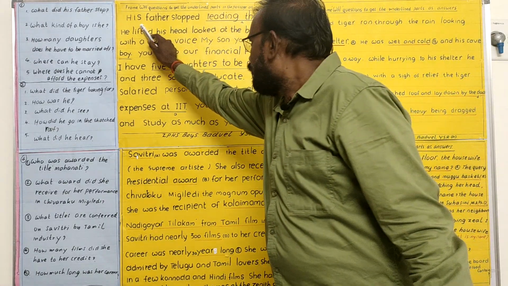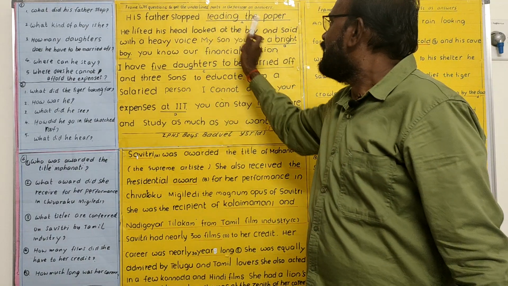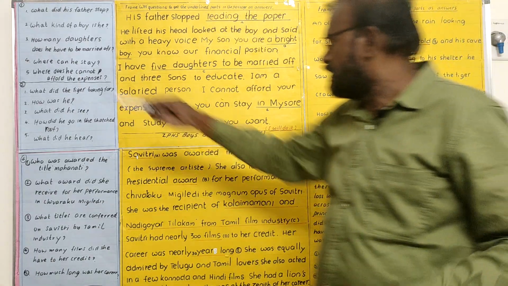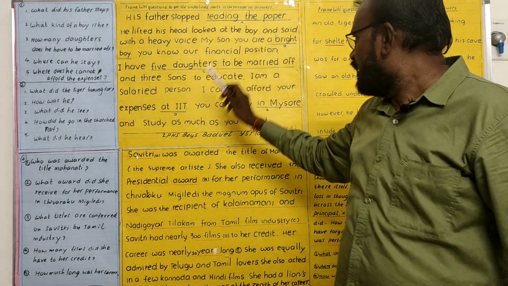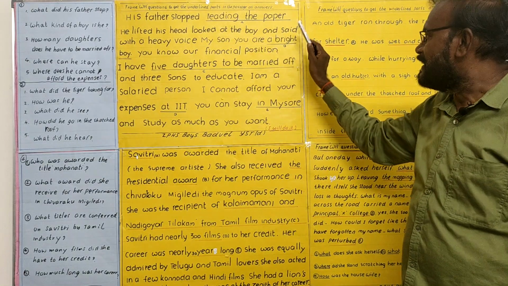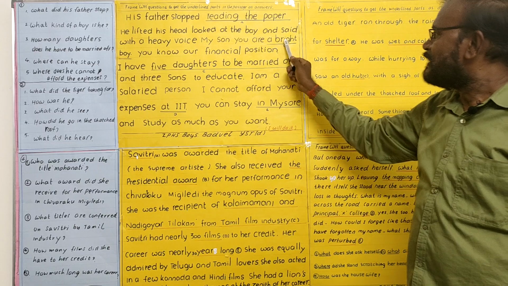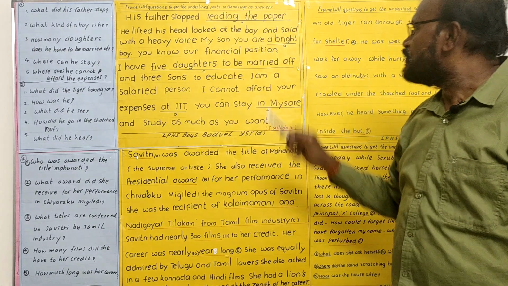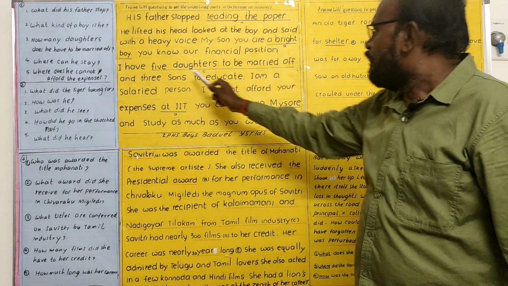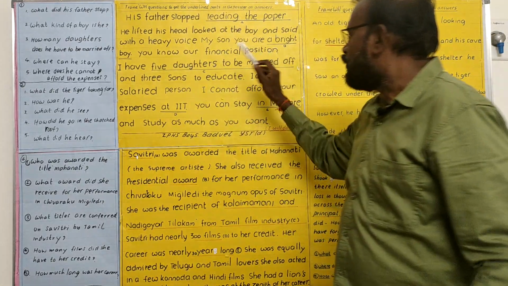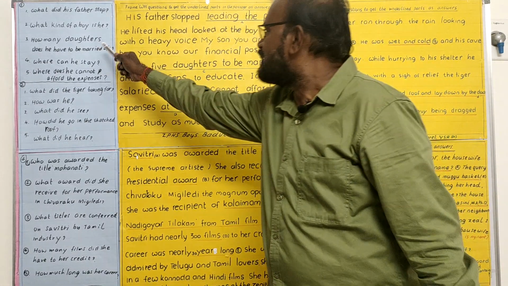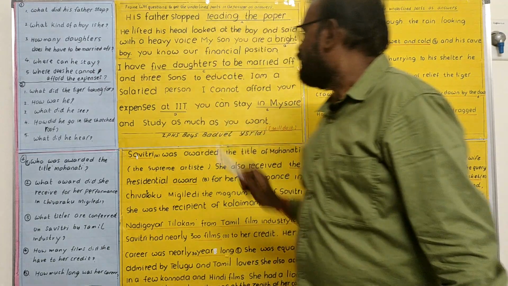Here, his father stopped. What did his father stop? His father stopped reading newspaper. What did his father stop? And then here, a bright boy. He is a bright boy. Bright is an adjective, so it qualifies the noun boy. So what kind of boy is he? Here we have 5 numbers. How many daughters does he have to marry off?